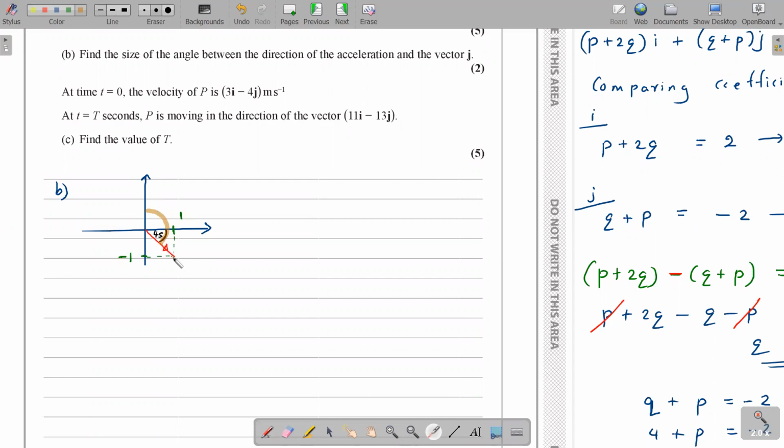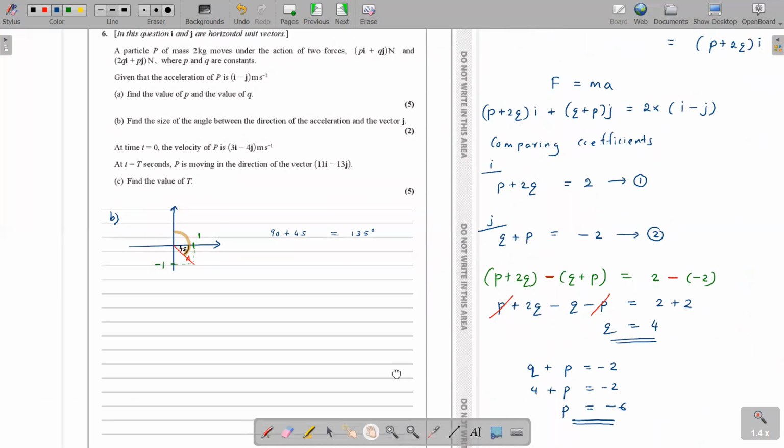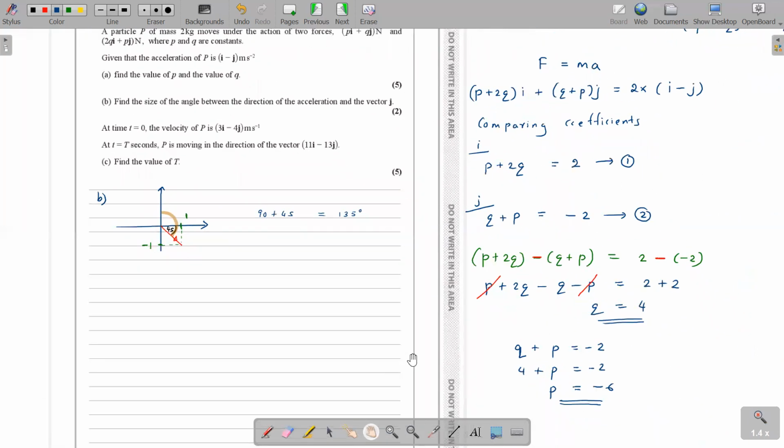Is that okay? So how much is the angle? 90 plus 45 gives me how much? 135. This could be in degrees or in radians, since it's not specified in the question. Both answers are fine. Then let's move to part C.